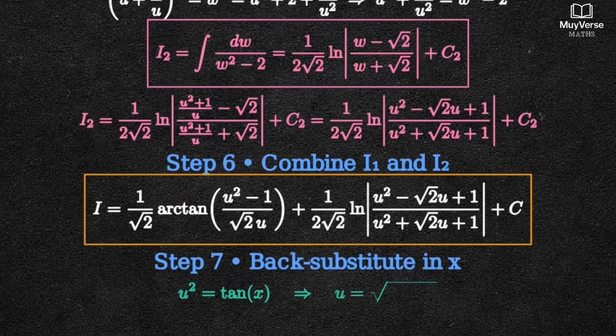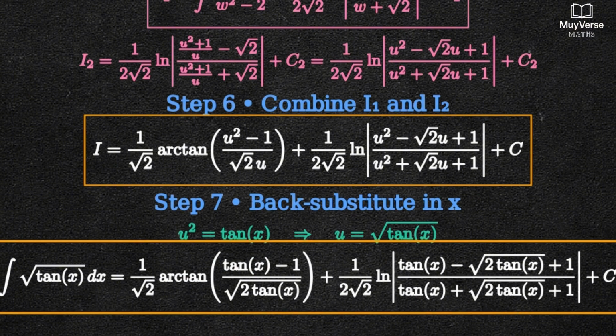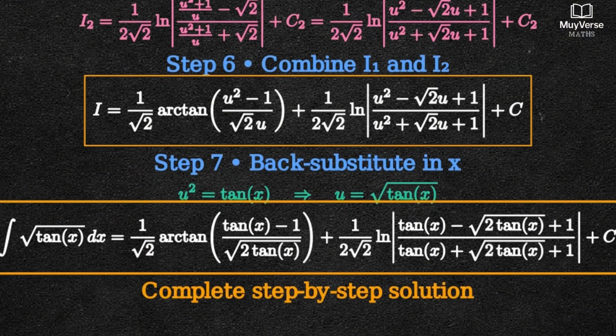Recall u squared equals tan of x, so u equals the square root of tan of x. Replace u to obtain the final antiderivative. And that completes the problem, with every step shown and justified.